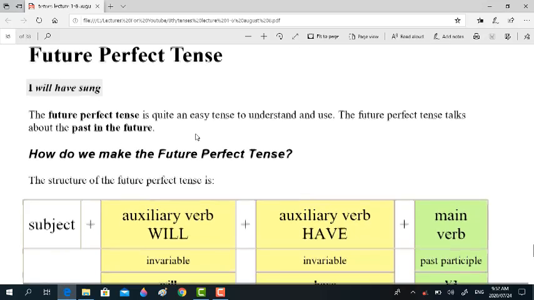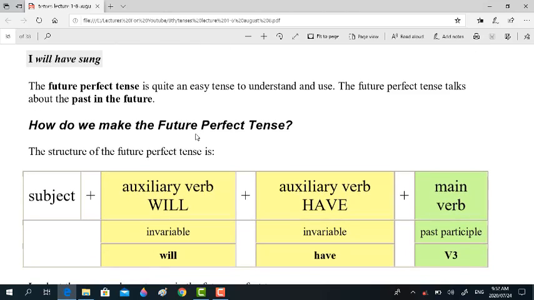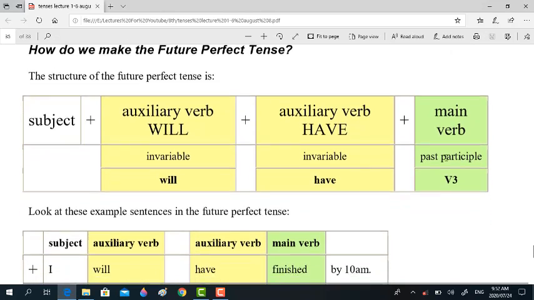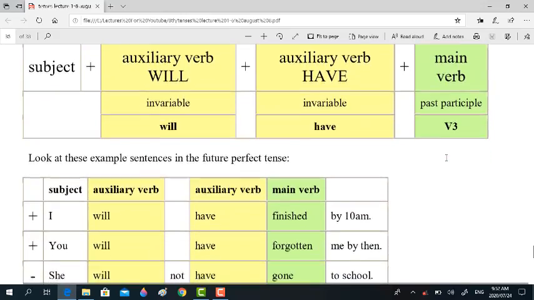How do we make the future perfect tense? Just look at the example. Like I is subject, will as auxiliary, have another auxiliary, and main verb, that is past participle, third form of verb, right? Like this: subject, auxiliary verb will, the other auxiliary have, and the main verb, that is in third form of verb or past participle form.